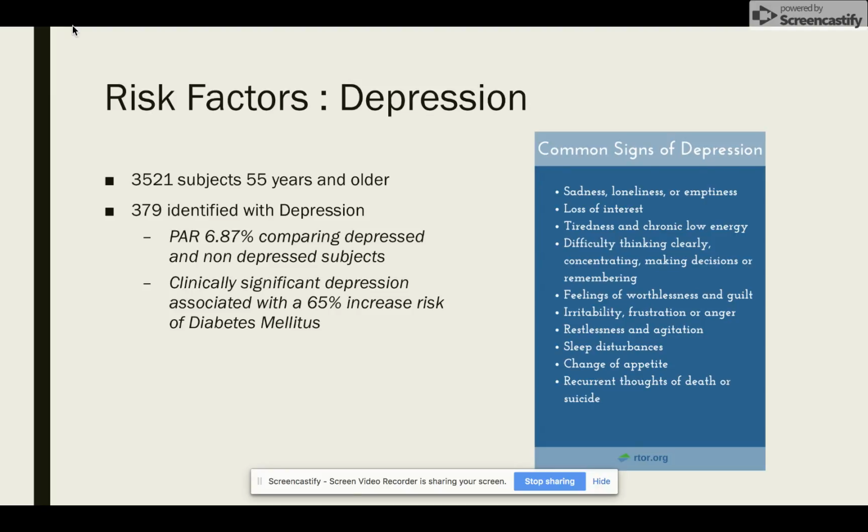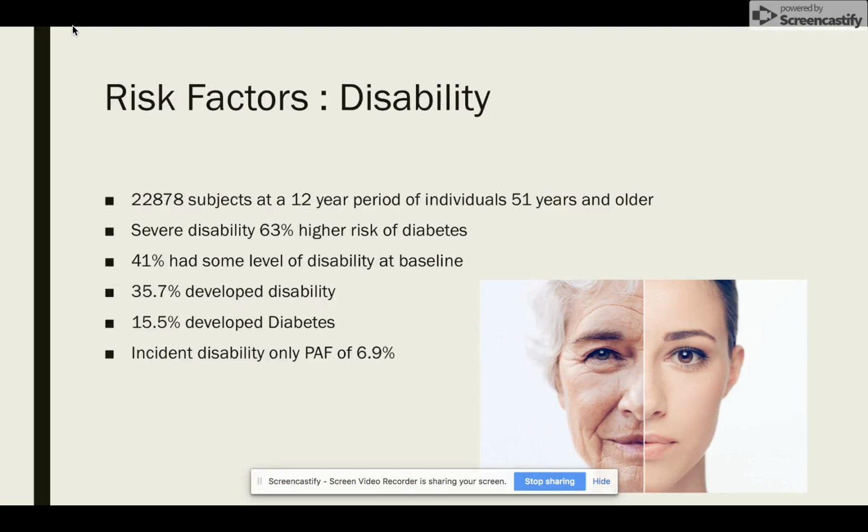This was interesting for me because it looked at the fact that diabetes doesn't necessarily cause depression. It is very well the other way around in some instances, whereas depression can lead to a 65% increase in the likelihood of a diabetes diagnosis.